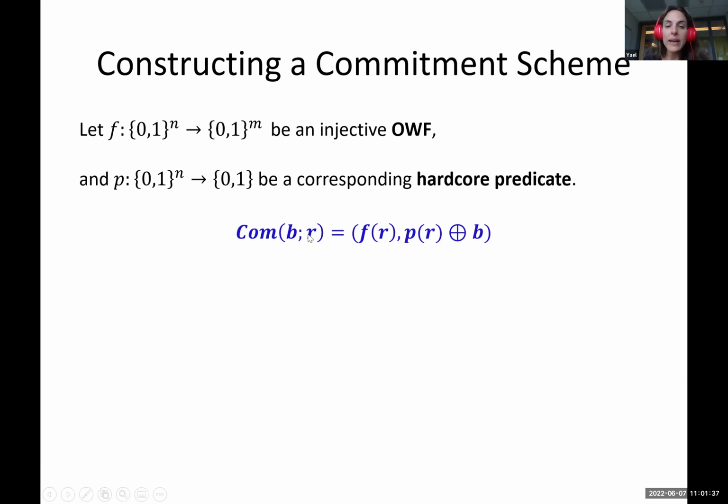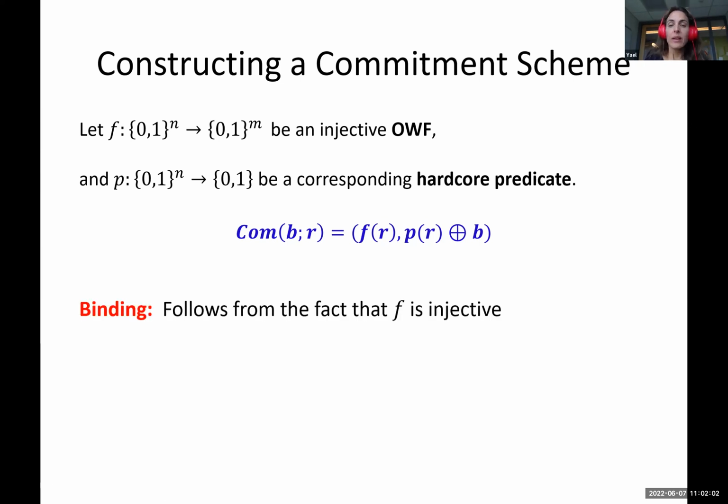And the way I'm going to commit to the bit, this commitment algorithm, what it does, it takes randomness R, it computes f of R, the one-way function applied to R, and then it masks B with the hardcore predicate applied to R. So this is the commitment algorithm, that's it. Now, I'll soon remind you what this hardcore predicate is, but first let's do binding.